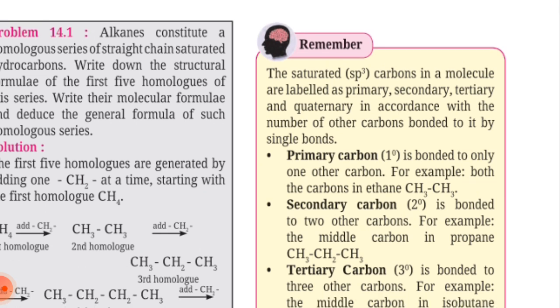Remember, the saturated sp3 carbons in a molecule are labeled as primary, secondary, tertiary and quaternary in accordance with the number of other carbons bonded to them by single bonds. Primary carbon, first degree, is bonded to only one other carbon. For example, both the carbons in ethane, CH3CH3.